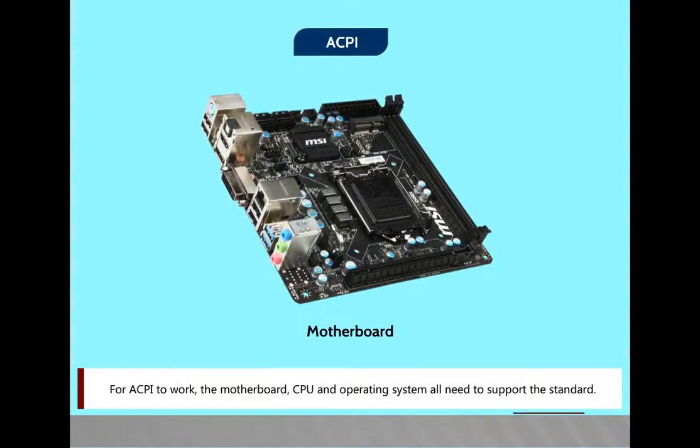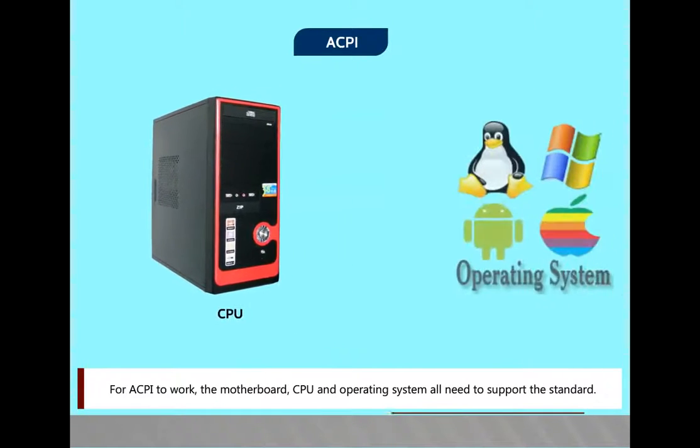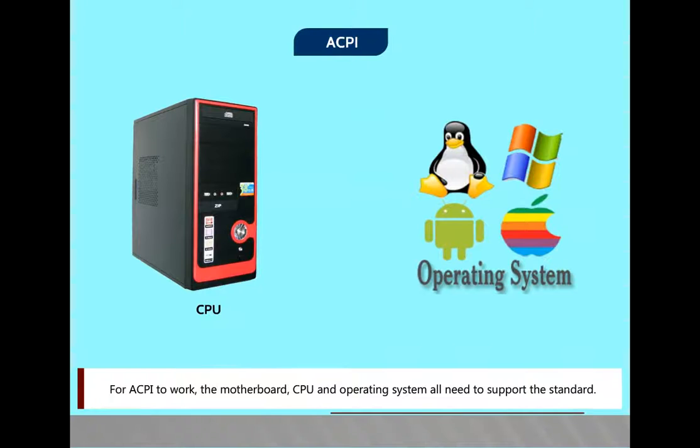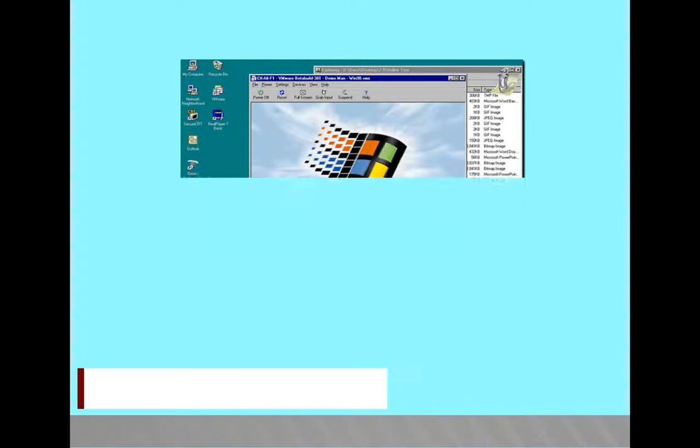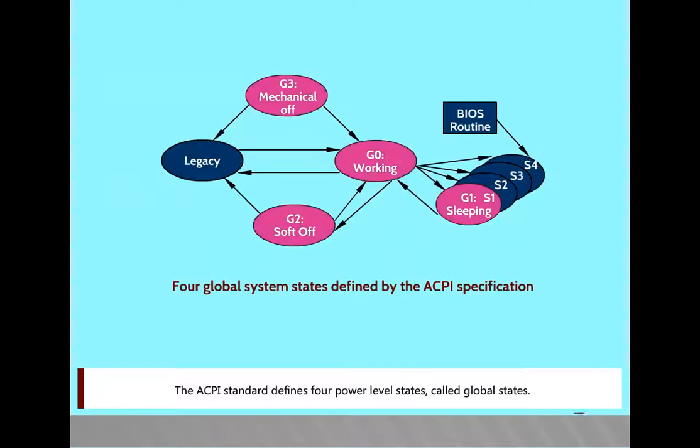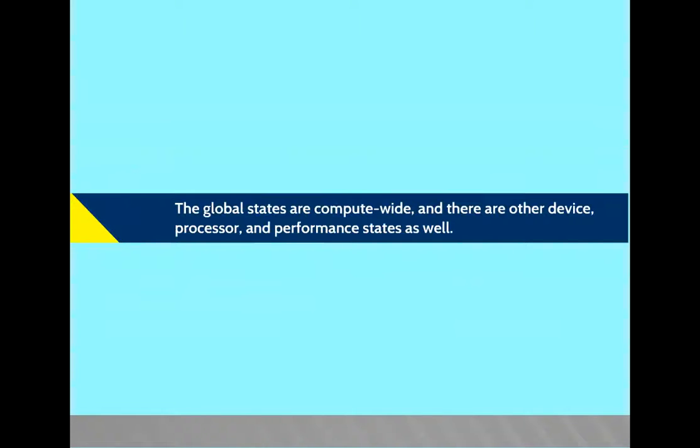For ACPI to work, the motherboard, CPU, and operating system all need to support the standard. The first Windows operating system to support ACPI was Windows 98. The ACPI standard defines four power level states called global states. The global states are computer-wide and there are other device, processor and performance states as well.